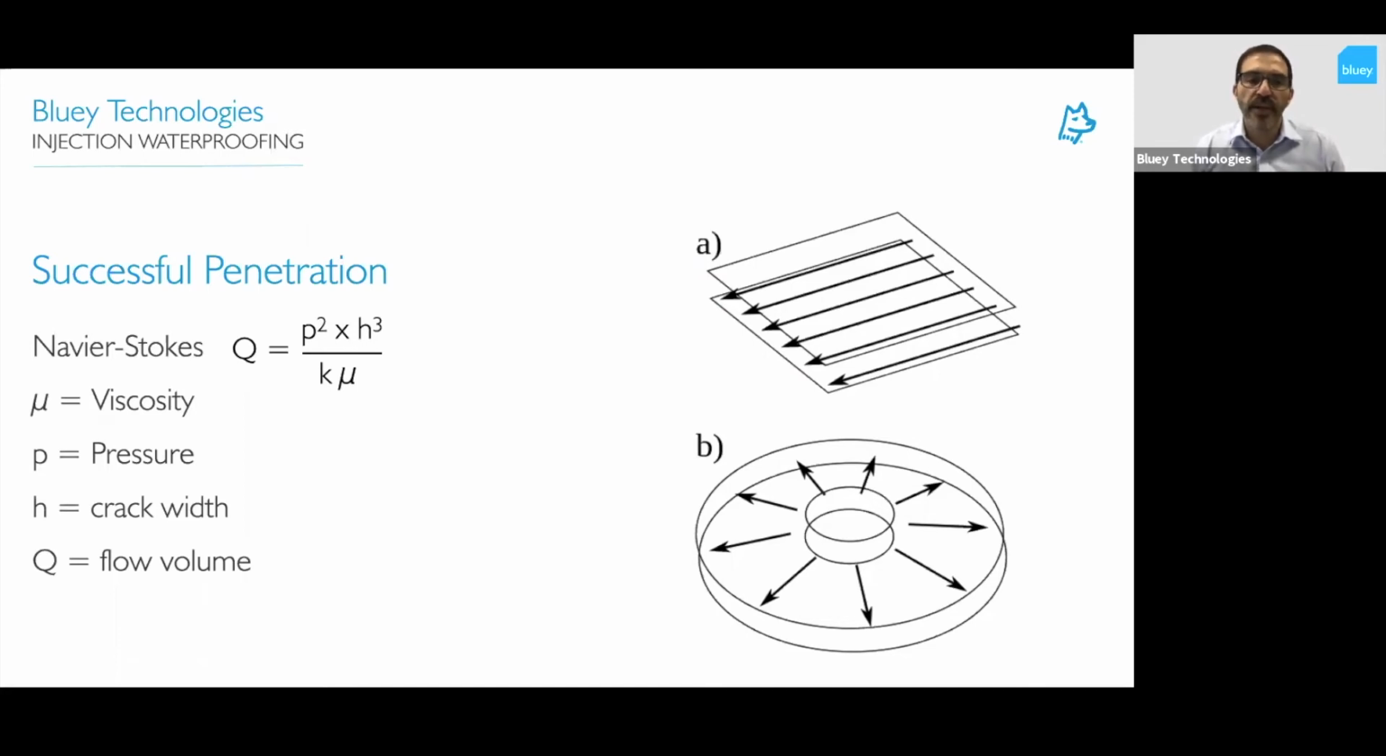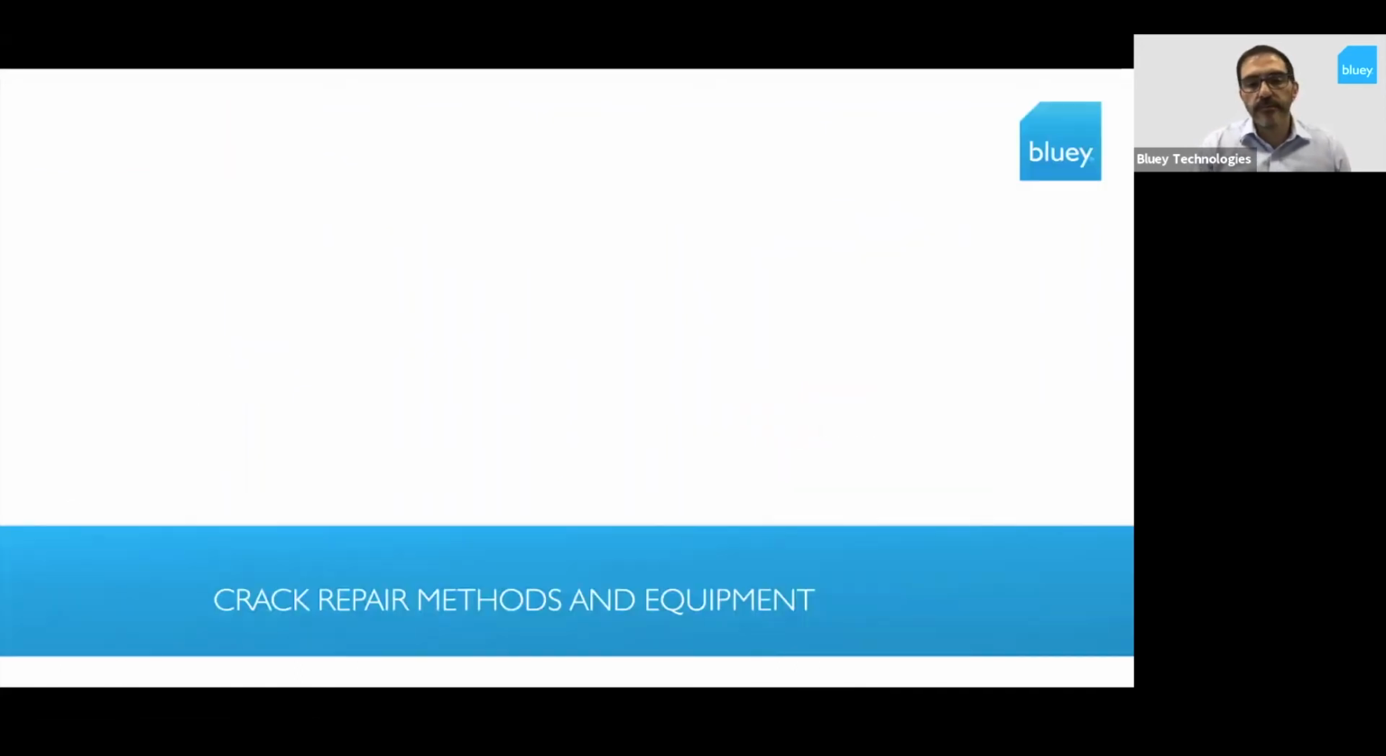When it comes to pressure though, it's pressure squared. So if I double my pressure, I'm going to have four times the injection capability. That's going to give me much more improvement than lowering the viscosity. On top of that, crack width, which we don't normally have much control over, but if a crack is twice as wide, you're going to get eight times the amount of penetration. It's important to have a feel for those ratios so that if you're not having success in injecting, getting to a low viscosity might help to a certain extent, but then you're going to have to start looking at increasing your pressure to give you more penetration. Of course, limiting that pressure so that you're not damaging the structure in all cases.